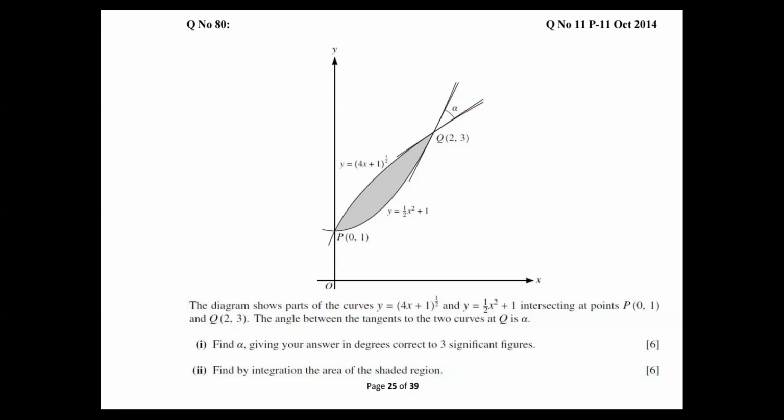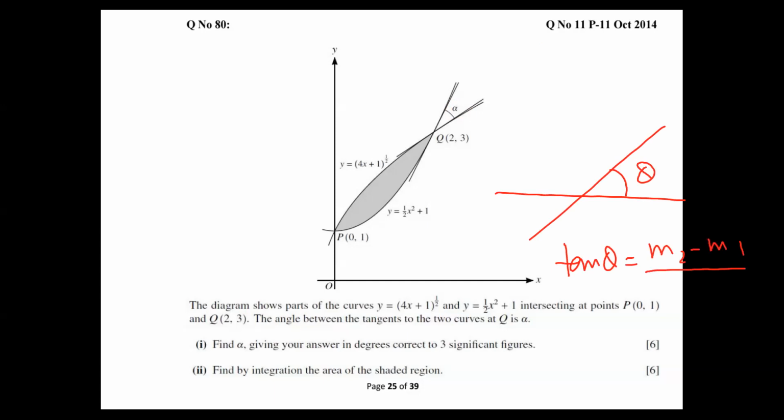Okay, angle alpha. Whenever we have to find the angle between two lines, we have a special formula. tan theta is equal to gradient 2 minus gradient 1 divided by 1 plus the product of both gradients.